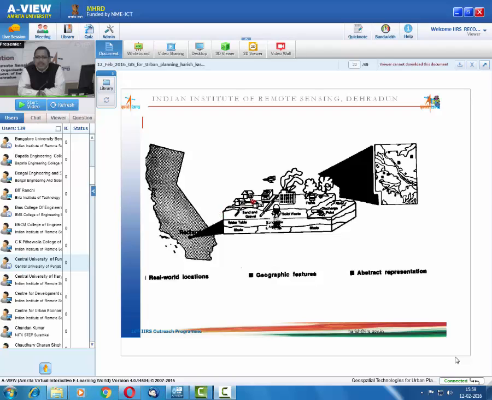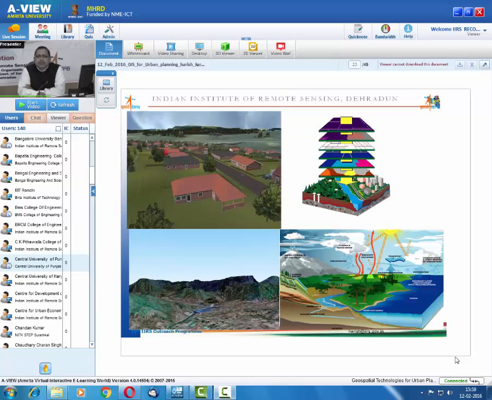In geographic features, you can understand here different features are shown in this particular image, and the abstract representation of this feature when you are showing is basically in the form of the map. This is a typical model of your GIS. Now come to this particular example here. Few more examples are shown. So how it can be integrated.